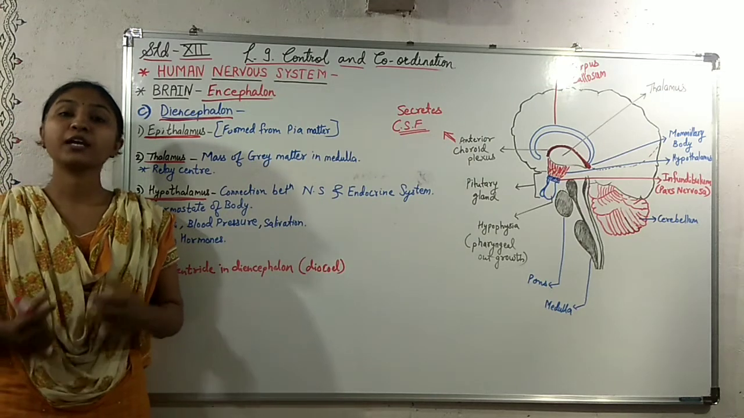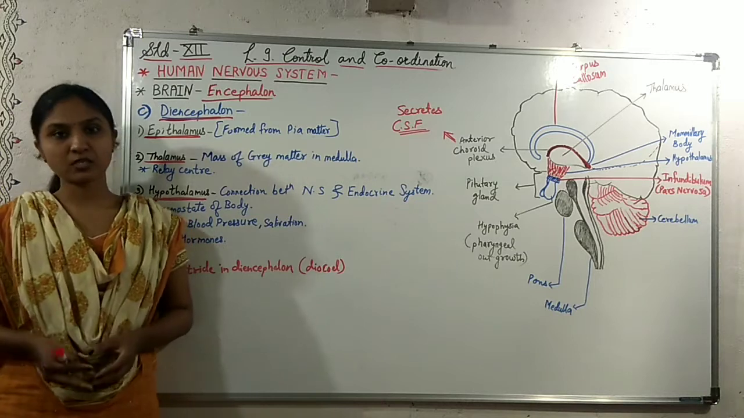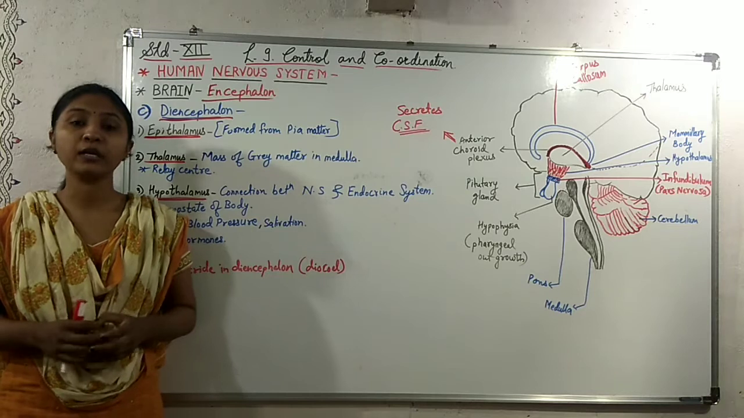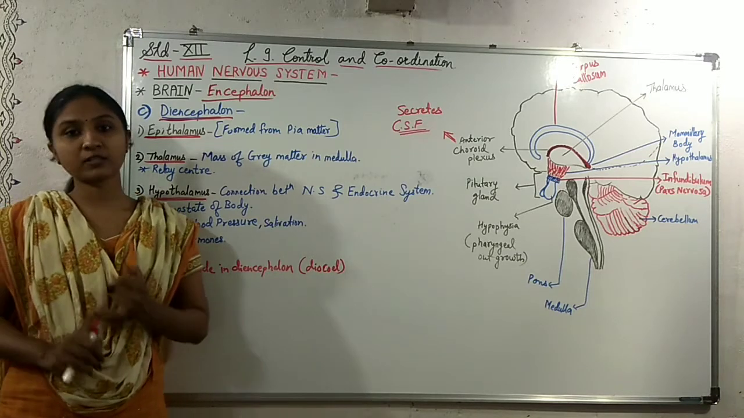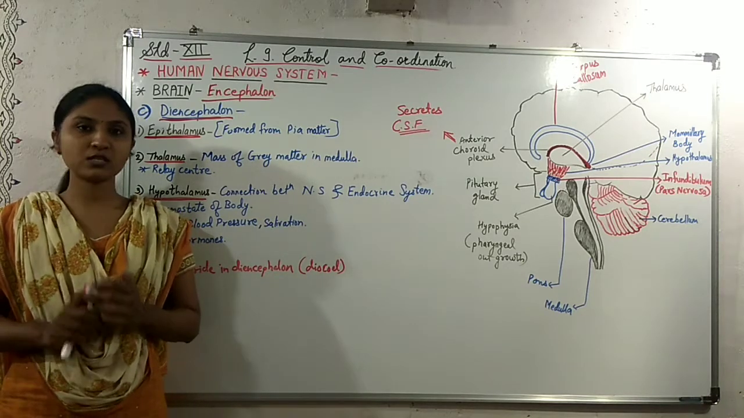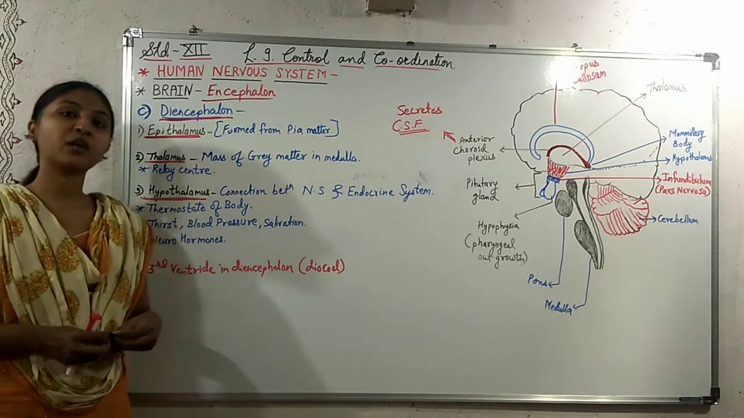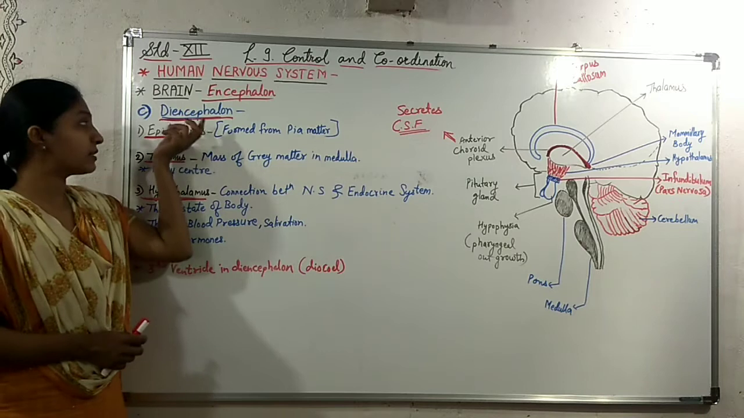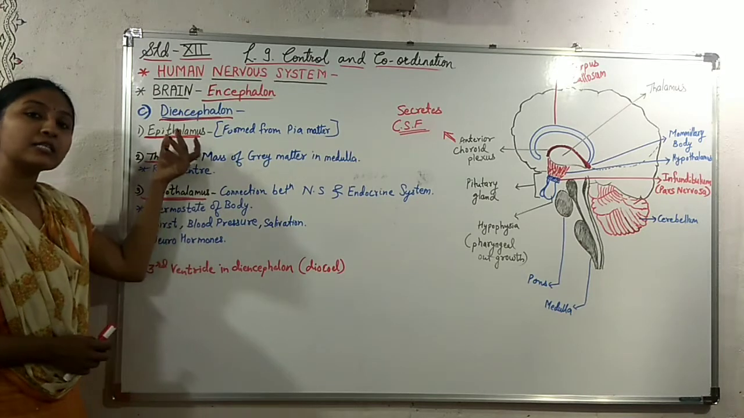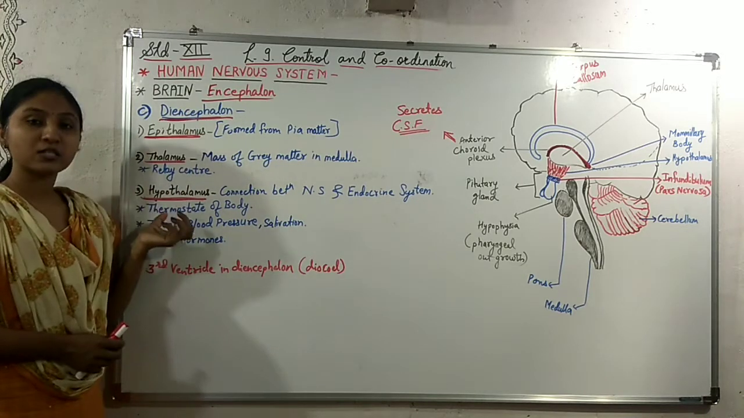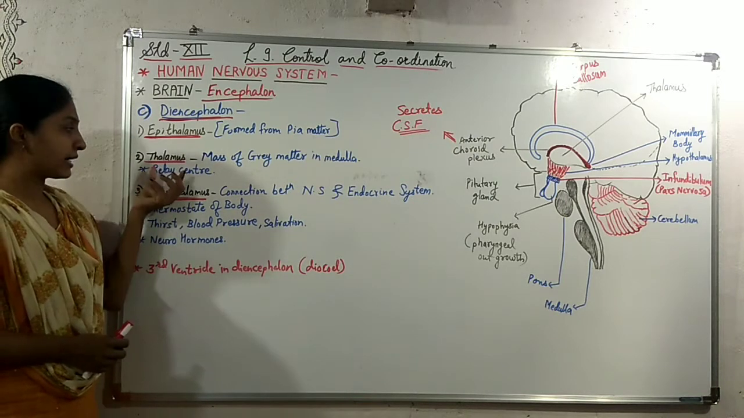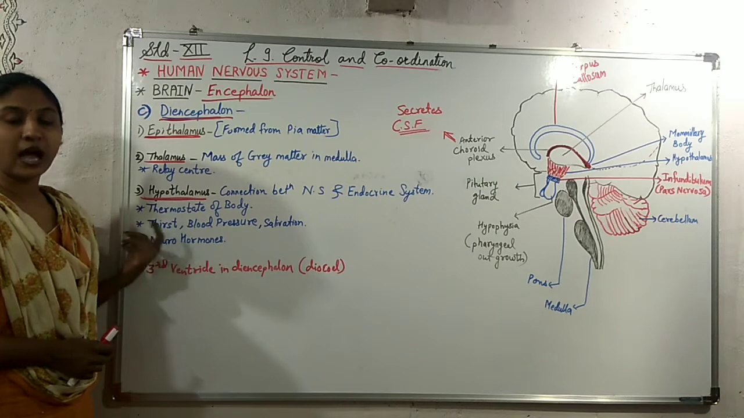Hello students, in the previous part we discussed the first two parts of the prosencephalon, that is the forebrain. The first part was the olfactory lobes and the second one was the cerebrum. Now in this part we are going to discuss the third part of the forebrain, that is the diencephalon. The diencephalon is further divided into three different parts. First is the epithalamus, second is the thalamus and third is the hypothalamus.